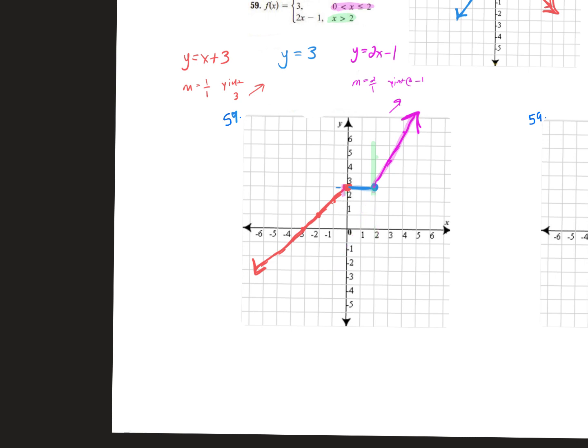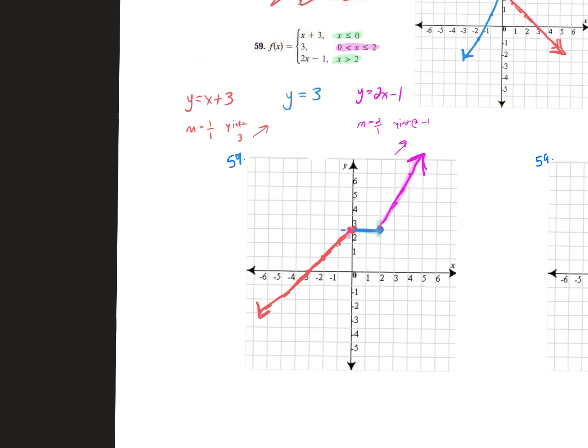Now you already have a closed dot there. So 2 is not included on the pink line, but it is included on the blue line. But there is your piecewise function. You have a piece of this one, a piece of that one, and a piece of the other one.